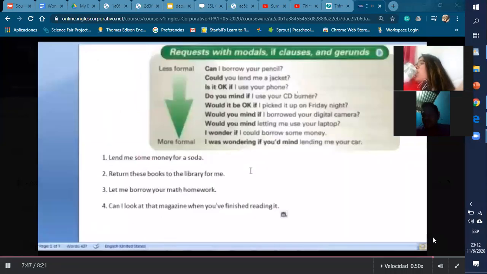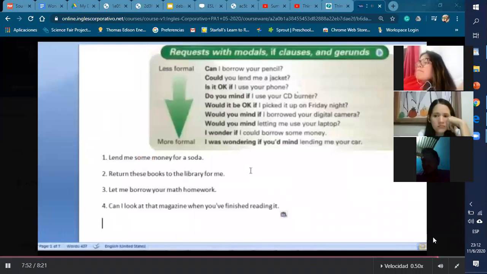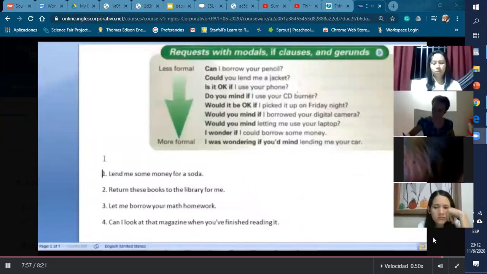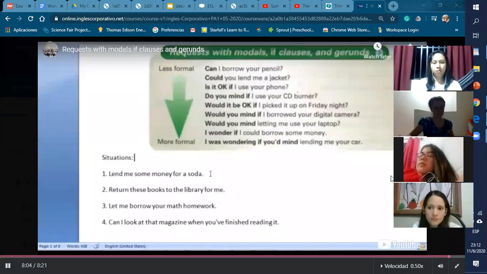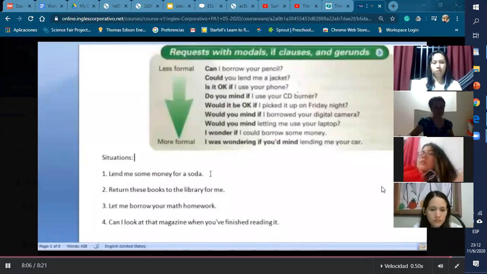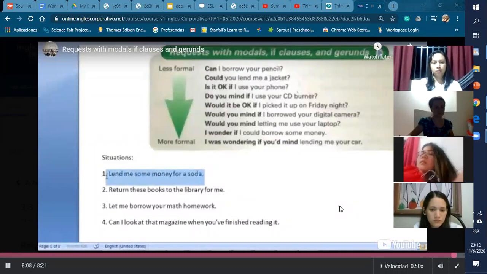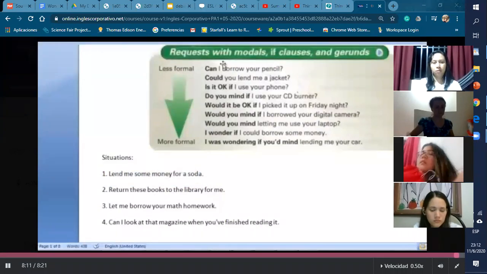What I would like for you to do is to make requests with the modals, the if clauses, and the gerunds. So let's say, for example, I gave you, these are all situations. Could you lend me some money for a soda? Is it okay if you lend me some money for a soda, right? This is the situation, and what I would like for you to do is to use all of these modal verbs and all of those if clauses and all of those gerunds that you can see there in order to make those requests. The idea here is to practice.